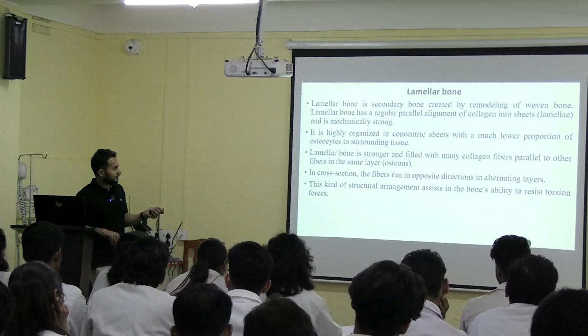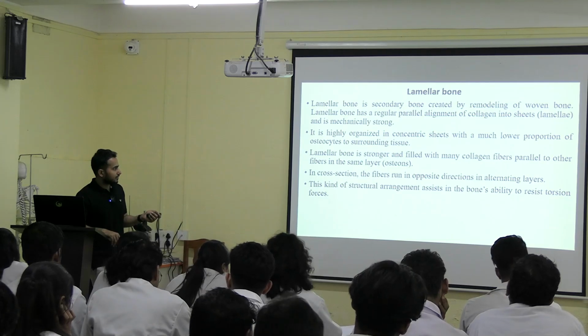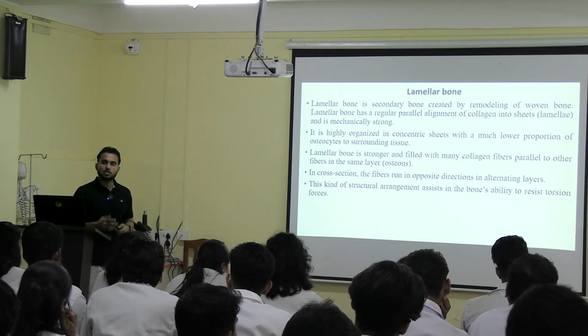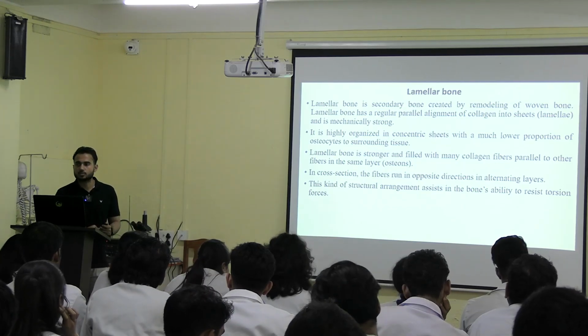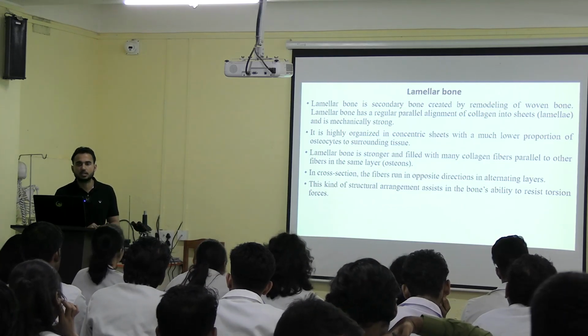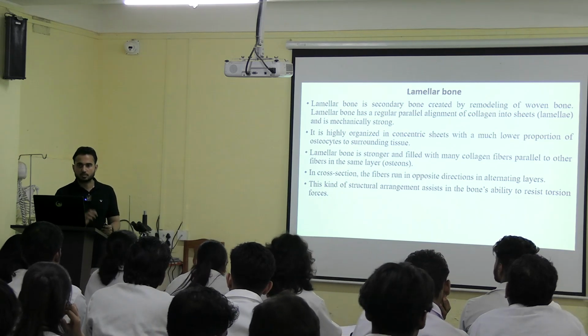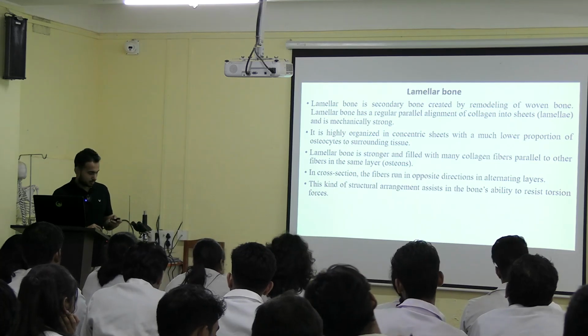Next, in cross section, the fibers run in opposite directions in alternating layers, and this kind of structural arrangement helps the bone to withstand, or to resist, the torsional force. Torsional force means twisting force. Okay, twisting force. To resist the twisting force, this particular arrangement is there.